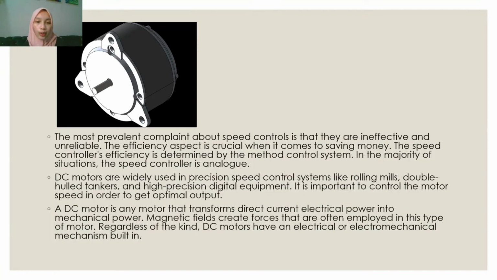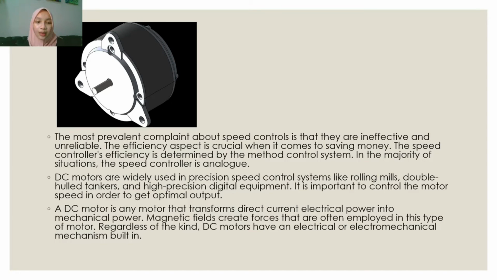The most prevalent complaint about speed controls is that they are ineffective and unreliable. The efficiency aspect is crucial when it comes to saving money. The speed controller's efficiency is determined by the method control system. In the majority of situations, the speed controller is analog. DC motors are widely used in precision speed control systems like rolling mills, double-hull tankers, and high-precision digital equipment. It is important to control the motor speed in order to get optimal output.